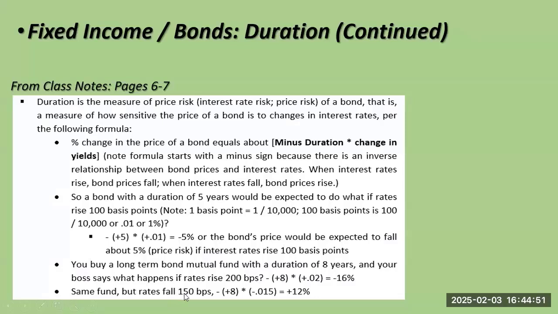If rates fall 150 basis points, you have minus duration, minus 8 times minus 0.015. In that case, the bond price should go up 12%, plus you make the income, which might be 4%. In that case, you'll make 16% on that bond. All right, so we're only talking about the price here. Questions on this?